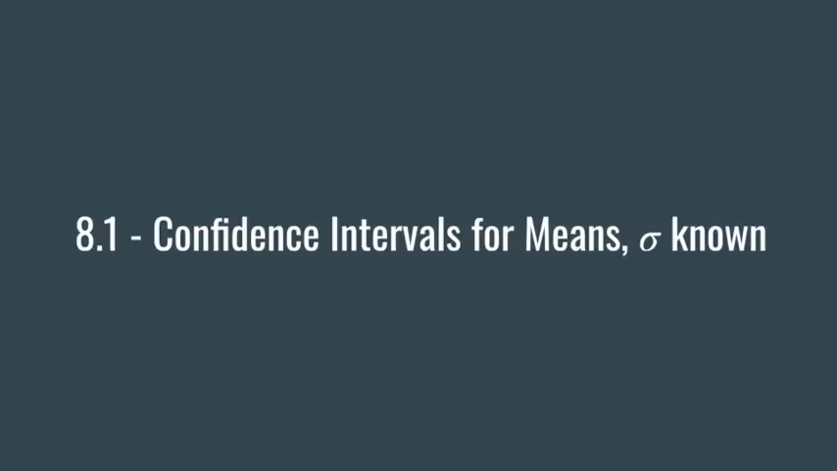We'll start in section 1 with confidence intervals for means, where we already know the population standard deviation sigma. This is a little bit of an unlikely scenario. It's unlikely we could know the standard deviation without knowing the mean, because you have to have the mean in order to calculate the standard deviation. It's a little far-fetched, but there are a couple of good reasons to do it.